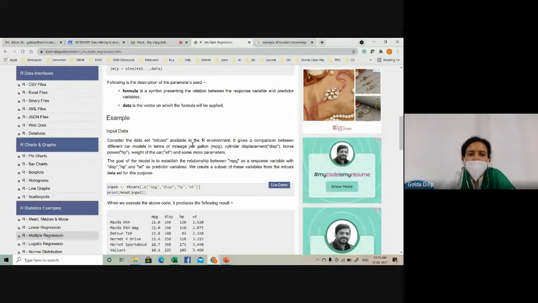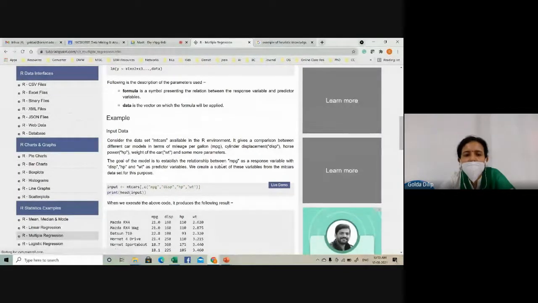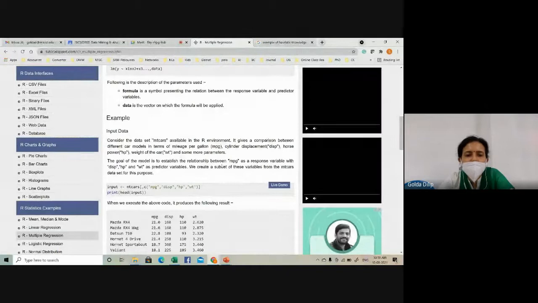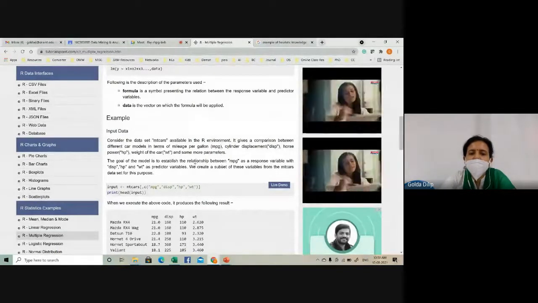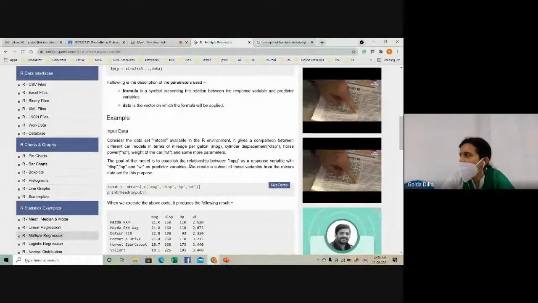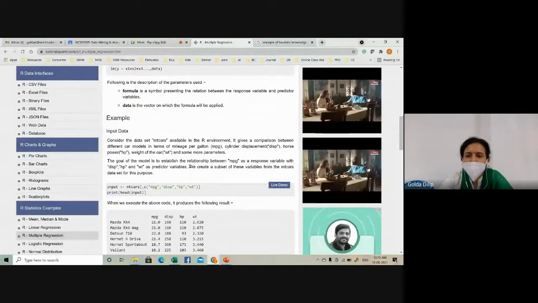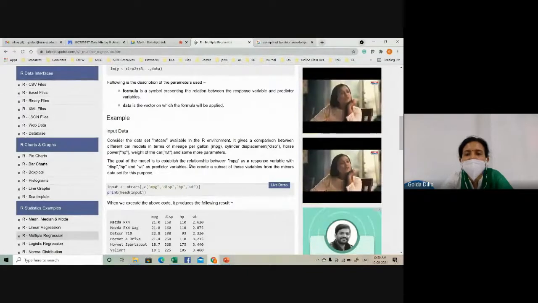Okay, so what you're trying to do is establish the relationship between the mileage per gallon with respect to displacement, horsepower, and weight as the predictor variables. So what we're basically doing is creating a subset of these variables from the MTCAR data set. Okay, so that's where the data reduction comes into the picture. So we are presenting multiple linear regression as a data reduction technique.